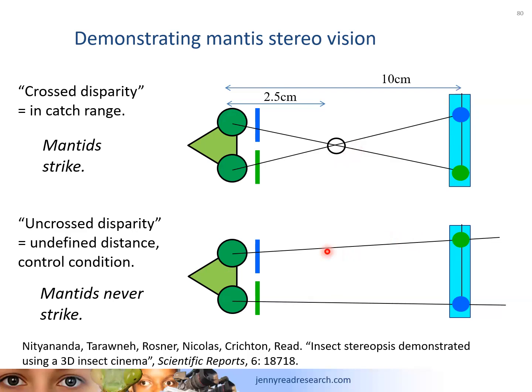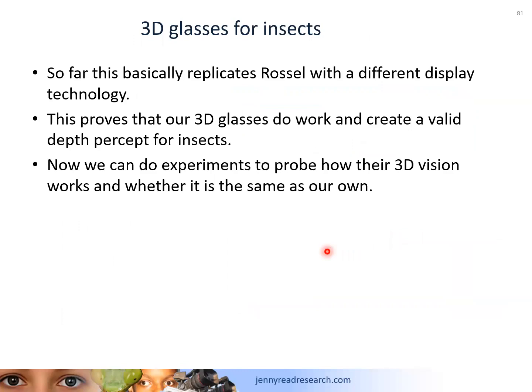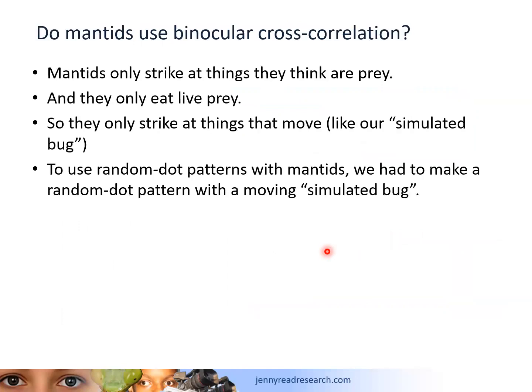But in fact, it very rarely does, maybe never's a bit strong, but it hardly ever strikes in that condition because the lines of sight diverge, right? So we wouldn't expect it to perceive anything within range. So that's great, but all it's done really is replicate Russell with a different display technology, which we had to do first to prove that our technology worked, and now we can do the interesting stuff, probing insect 3D vision.